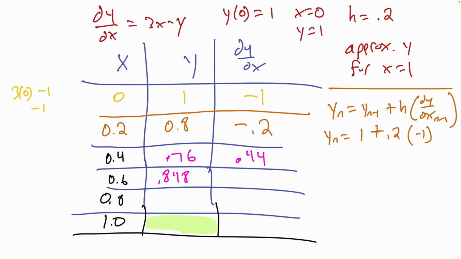0.848 would be the next one, 0.0952, 1.0384 would be the next y, 1.3616. And then finally, we get to where we were asked.